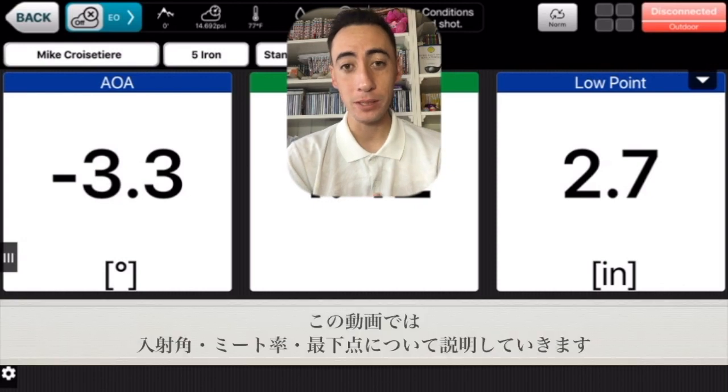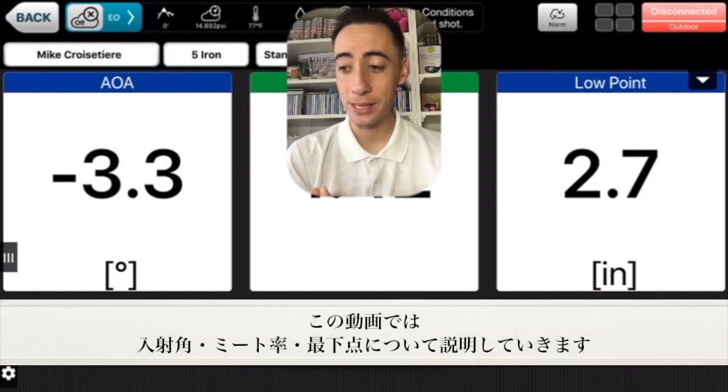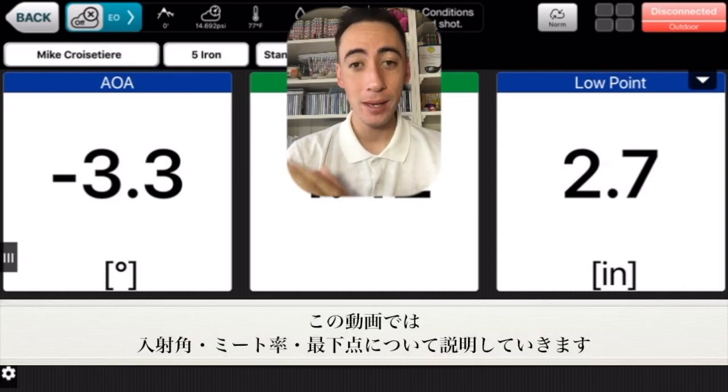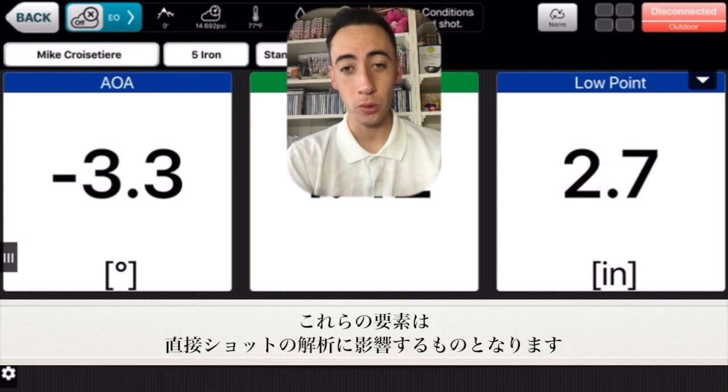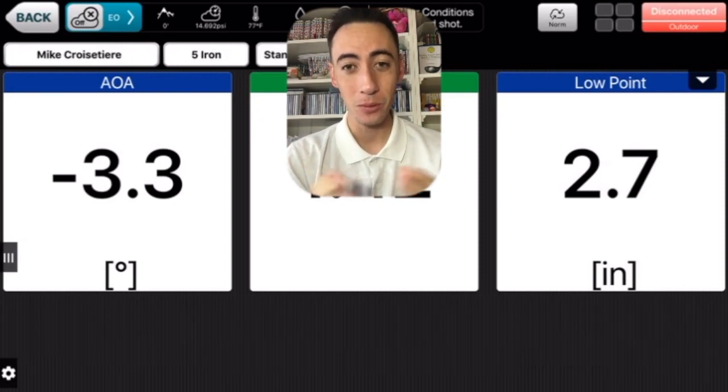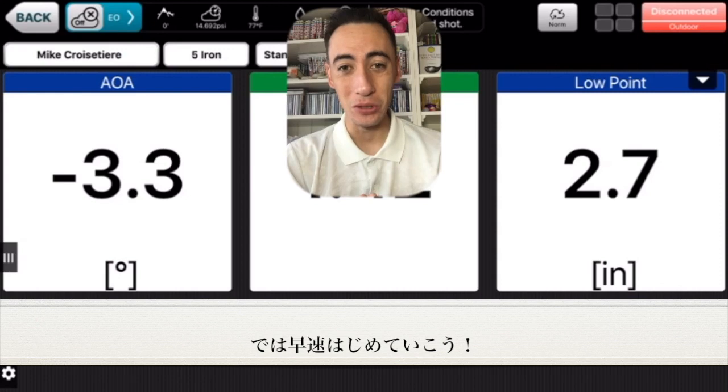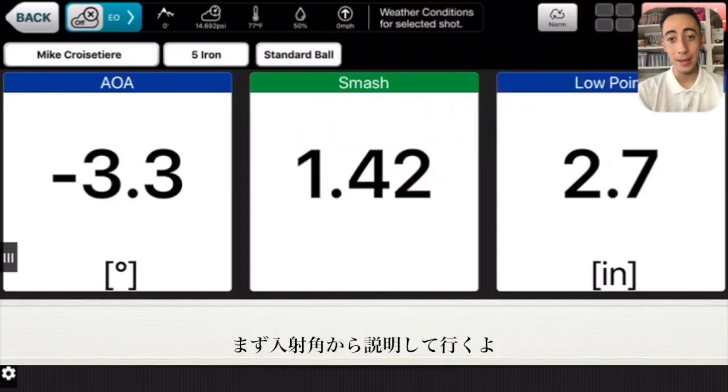In this video, we're going to be talking about the data points of angle of attack, smash factor, and low point. These are going to directly correlate to your contact. So without further ado, let's go do this thing. Let's start off with angle of attack.